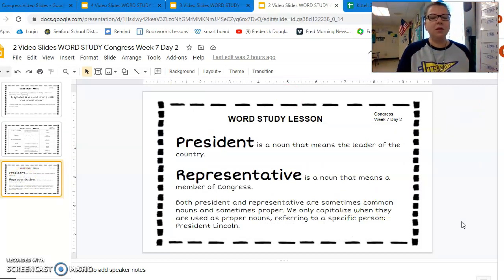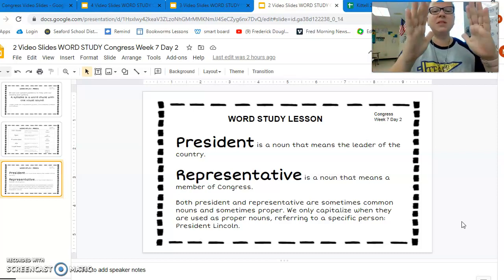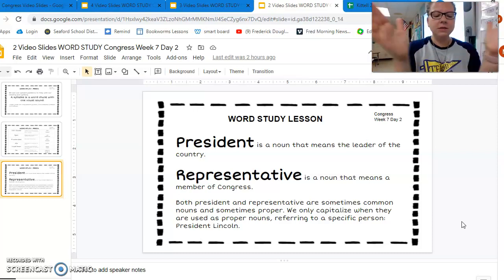And the next word is representative. Oh boy, that's a long word. Representative is a noun that means a member of Congress. Ready? Let's see how many syllables we have in the word representative. Get your hands ready and split the word representative into syllables. Representative. Wow, 5 syllables, right?